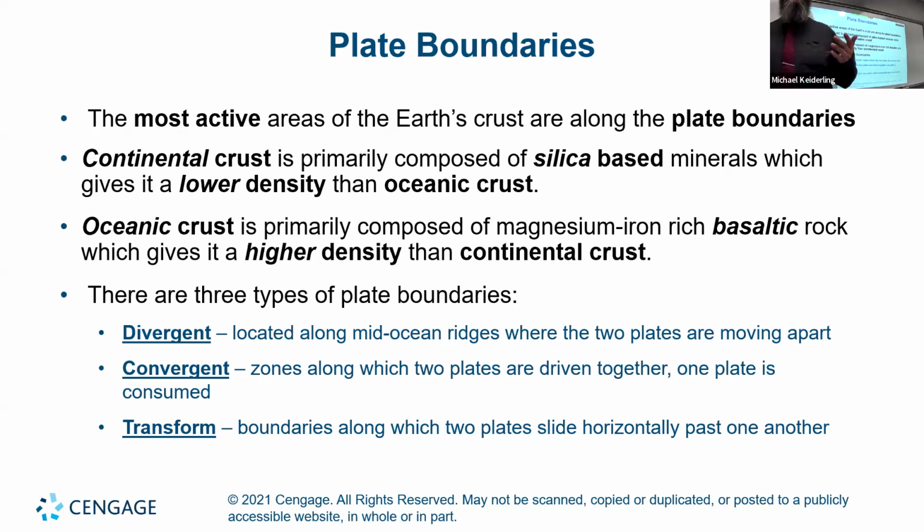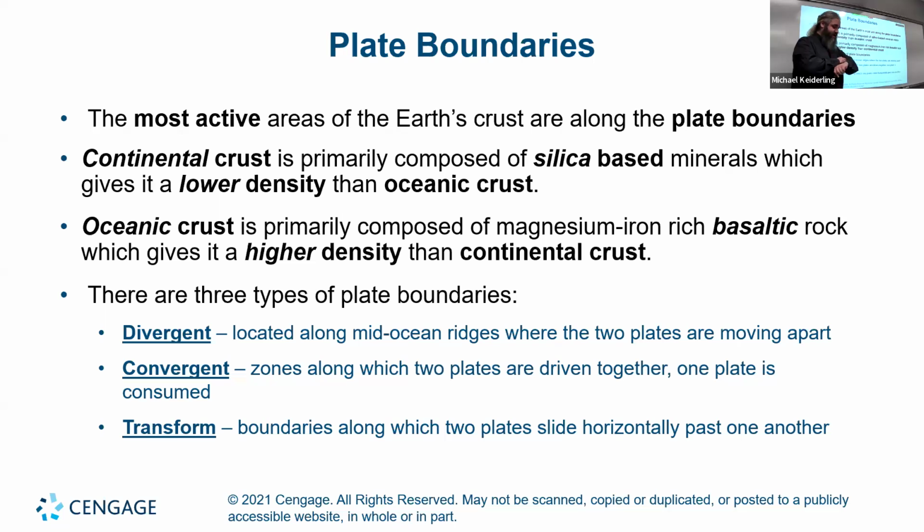And then transform boundaries are where two plates are sliding against each other. Crust is neither consumed nor destroyed at these, but you do get lots of earthquakes. So the most famous transform boundary in the world is the San Andreas Fault in California, causing all those earthquakes there.